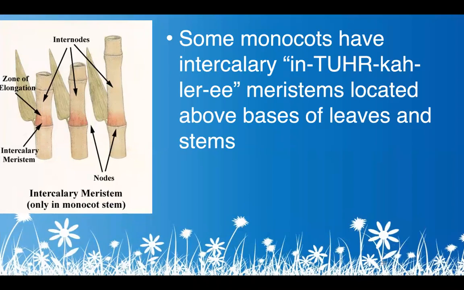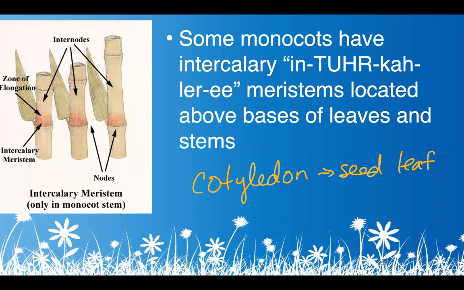Now here we have a different kind of meristem called intercalary meristems. These are only in monocots. I don't know if you remember from the end of the last section, it talked about monocot and dicot. Monocot basically stands for monocotyledon, and a cotyledon is a seed leaf. Plants either have one seed leaf or two seed leaves, so that's where you get monocot and dicot.